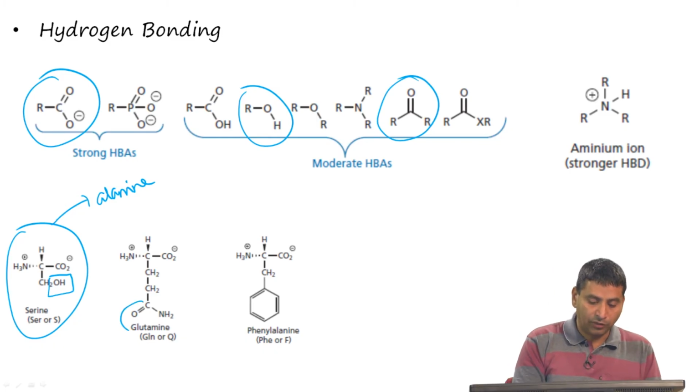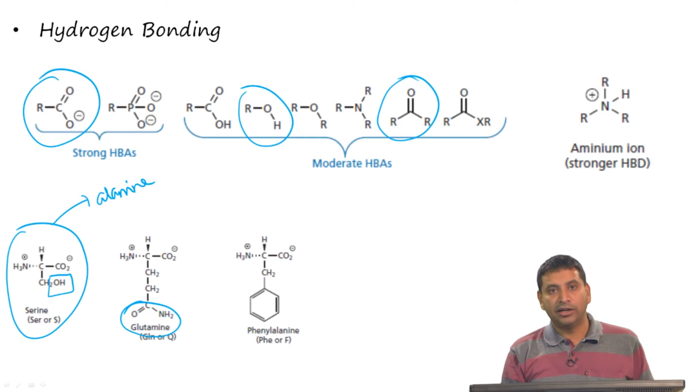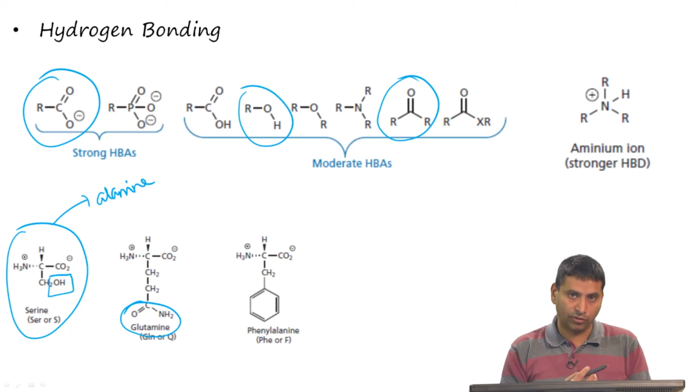In the next case, you have a glutamine. So, glutamine has an amide, and an amide, as you know, is a moderate hydrogen bond acceptor compared to a carboxylic acid. And so, in the case of an amide, if you replace this amide, let us say, with a carboxylic acid, then you are increasing the binding interaction, and if that binding interaction is important, then you would find that the compound is going to bind stronger.